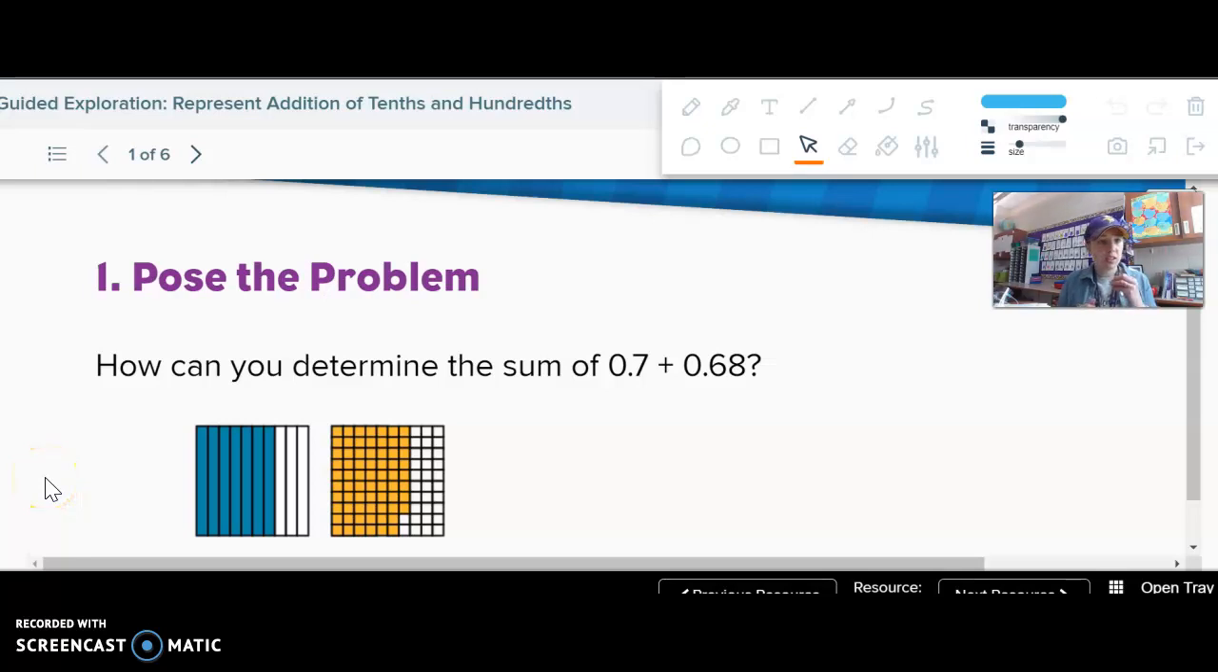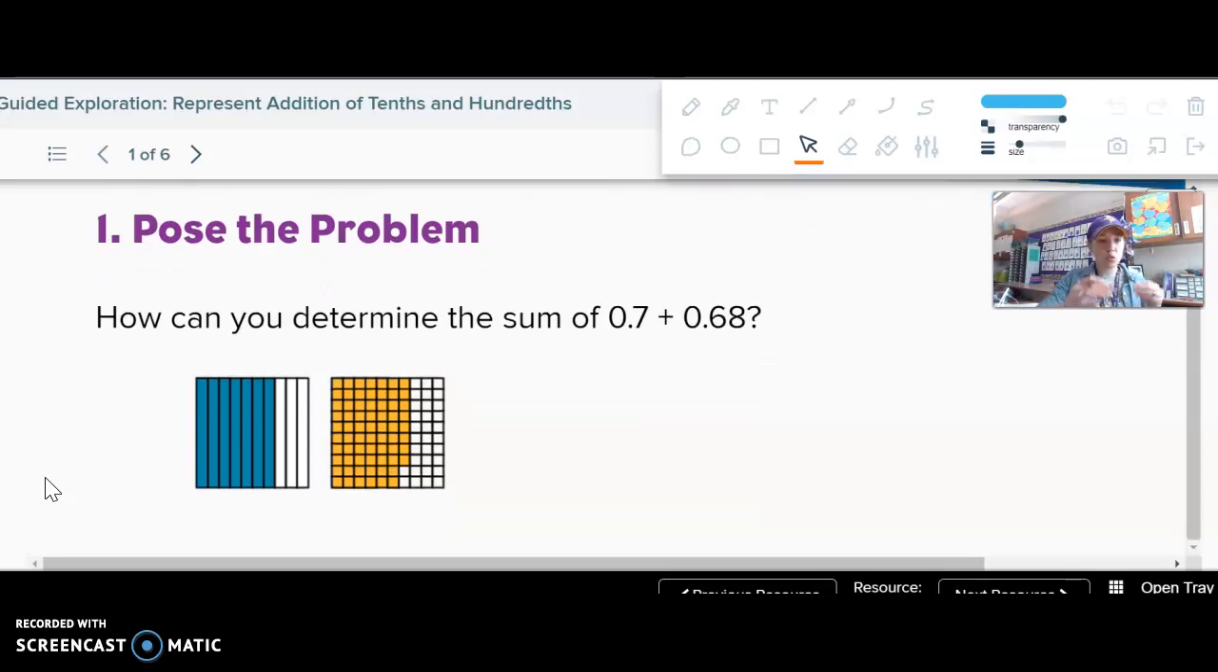All right. Lesson 3, Unit 4, representation addition of tenths and hundredths. In the last lesson, you added tenths to tenths and hundredths to hundredths, but now you're going to be adding them to each other. So the question we're going to think about is, how can you determine the sum of 7 tenths and 68 hundredths?